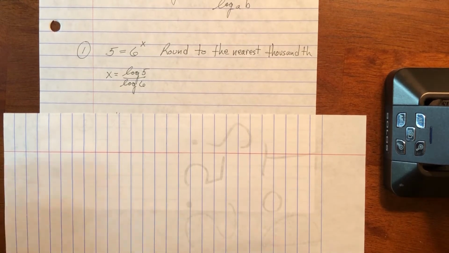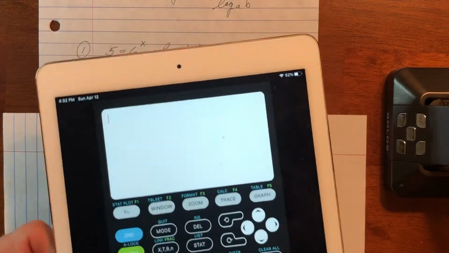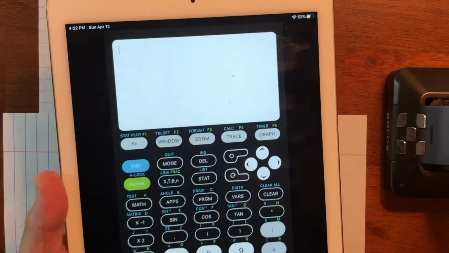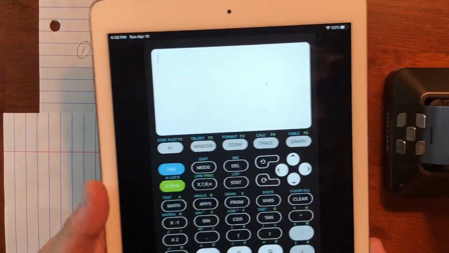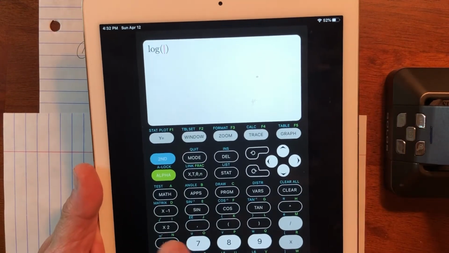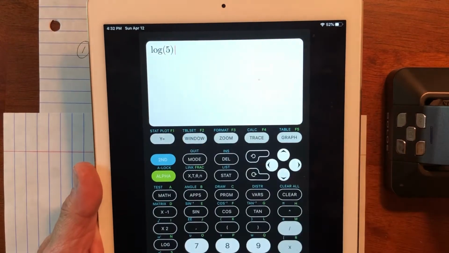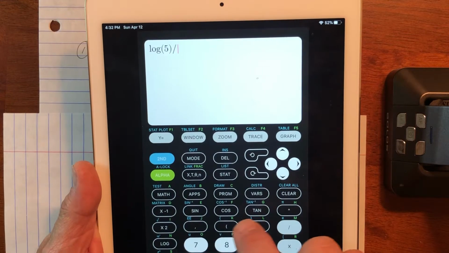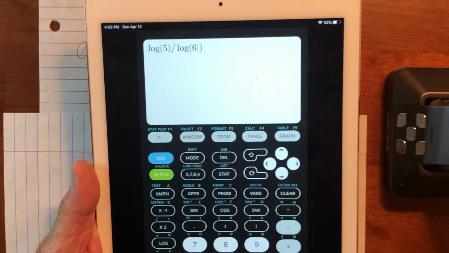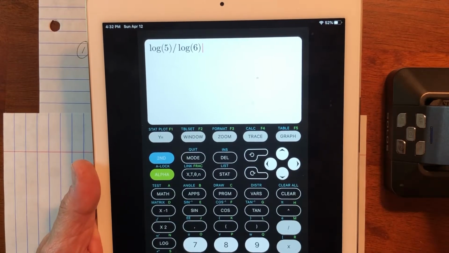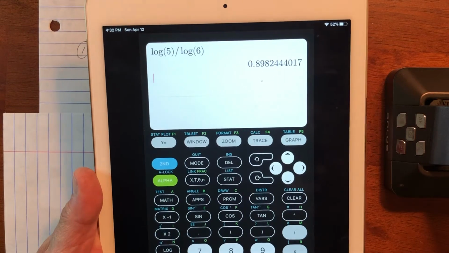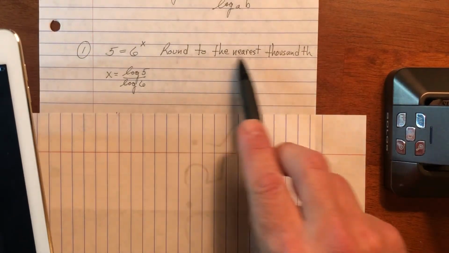So on your calculator, hopefully you have the Calculate 84 app on your calculator or on your iPhone. We're going to take the log of 5, use the right arrow key to get outside of the parentheses, divide by the log of 6, hit enter, and now in the directions it says round to the nearest thousandth.